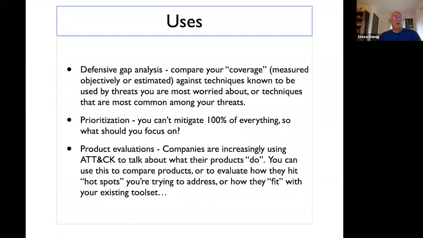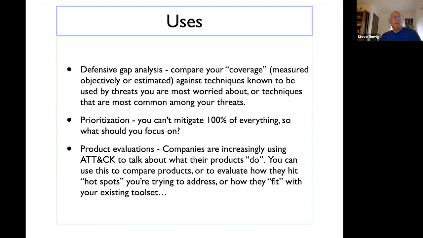We can use this to prioritize our efforts. We can't mitigate 100% of everything, so what should we focus on? Well, maybe if we had a better understanding of the threat actors that we're concerned about, or a better understanding of general concerns like ransomware, maybe those things focus on certain techniques, and we can focus on mitigating those techniques if those are the threats that we're worried about the most.